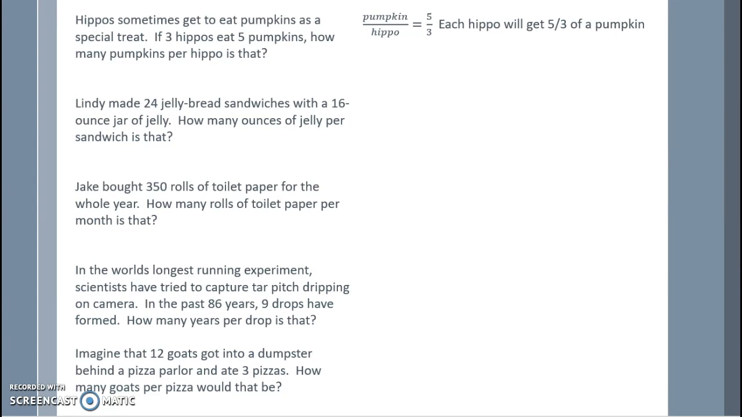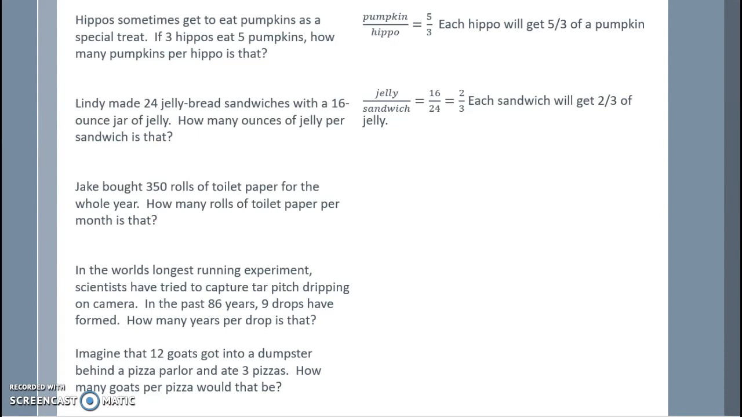Lindy made 24 jelly bread sandwiches with a 16-ounce jar of jelly. How many ounces of jelly per sandwich is that? So here we are determining ounces to sandwich. So jelly to sandwich is 16, and we made 24 sandwiches. We could reduce or simplify such that each sandwich will get 2/3 of an ounce of jelly.